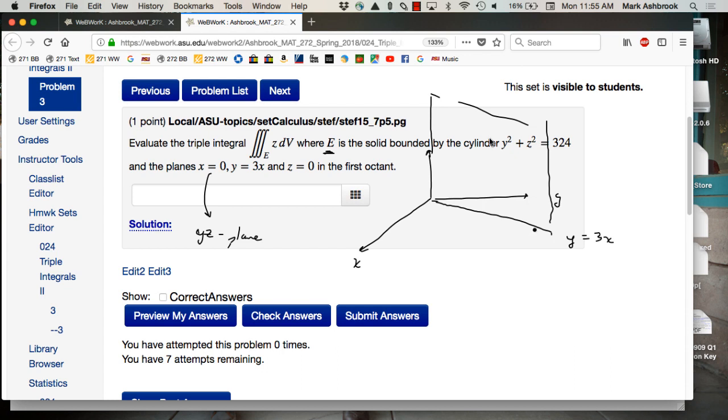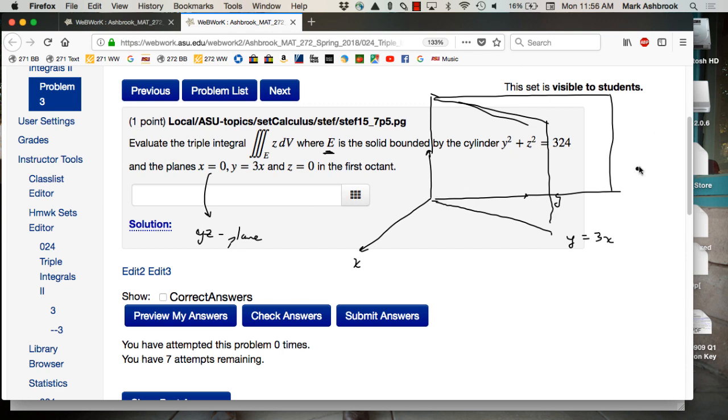z equals 0 is what? It's easy. That's the floor, right? The xy plane. So we know that if we're in the first octant, we're going to be above that. So finally, let me draw x equals 0 back here like this. We know the floor is z equals 0. We've got this y equals 3x, and x equals 0.